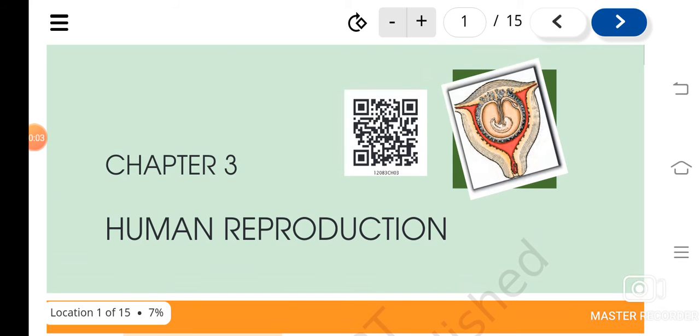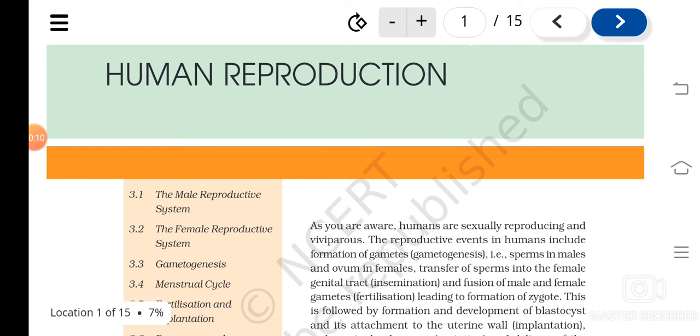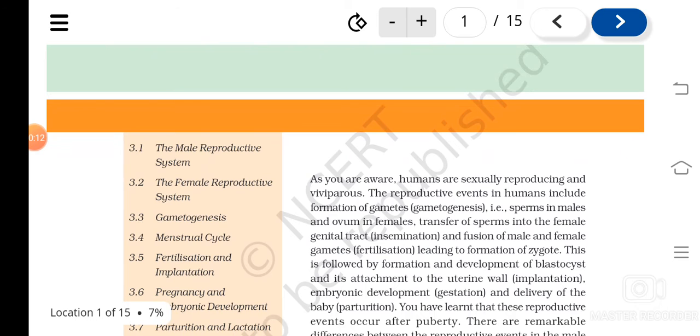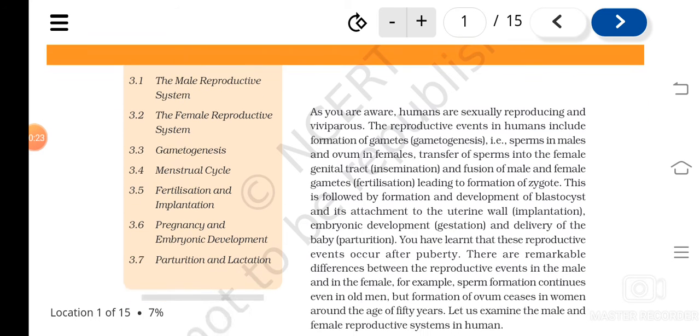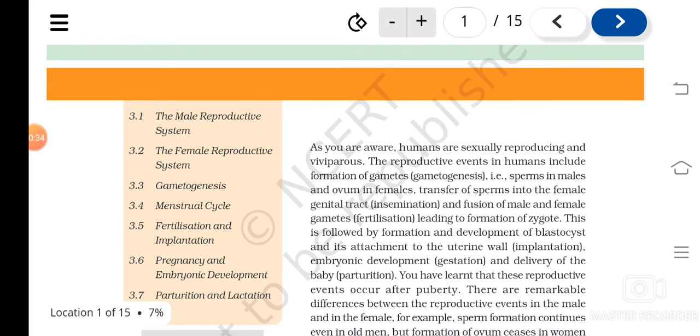So we are going to start chapter 3, that is human reproduction. In this chapter mainly we'll be studying the male reproductive system, the female reproductive system, gametogenesis, menstrual cycle, fertilization and implantation, pregnancy and embryonic development, parturition and lactation. All these topics will be covered.